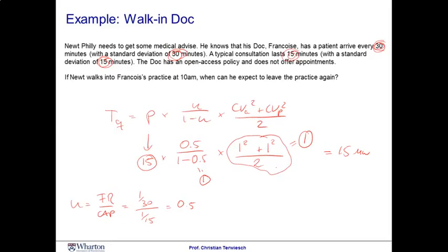Now, I want to be a little hair-splitting here, because the question actually doesn't ask for the waiting time, but asks for the time when our friend Newt can walk out of the practice again. That includes the time in the queue, which we said was 15 minutes, but also the time in the practice when he is in service. And so this is the time in the queue plus the processing time, altogether 30 minutes. And so at 10:30, he can expect to be out of the office again.